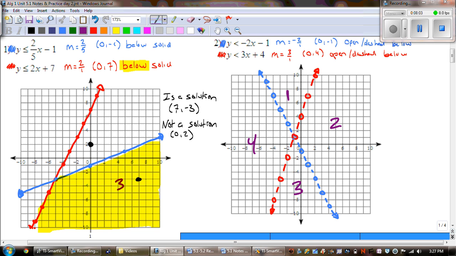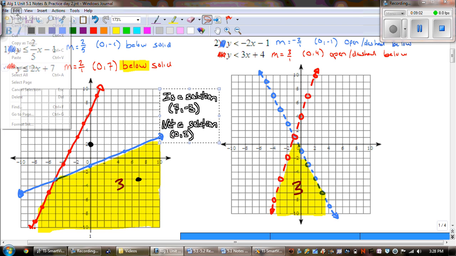And now we have to figure out what we're going to shade. Okay? So the blue one, I need to go below the blue because it's less than. So anything below is good. So the two sections that I can eliminate are 1 and 2. Now I also have to be below the red line. So when I'm below the red line, I can eliminate number 4. So the only one that's left is, yeah, that's right, 3. So 3 is going to be where we shade. And that's our answer.